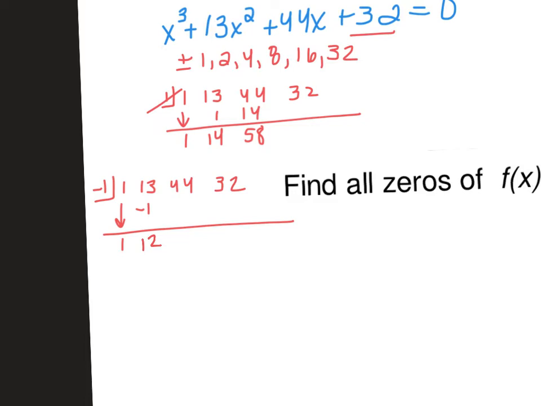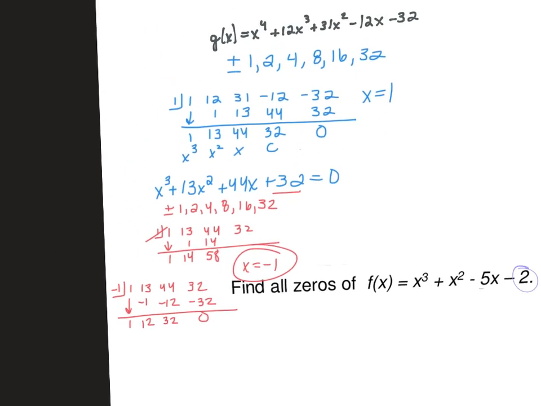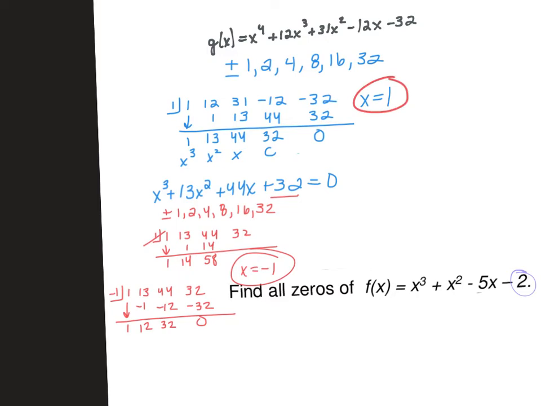12 times negative 1 is negative 12. What's 44 plus negative 12? 32. And then 32 times negative 1 is negative 32. So what happens here? It works. So you guys just proved to me that x equals negative 1. Circle it so you don't lose it. We got a lot of stuff going on here. Circle your zeros so you don't lose them.